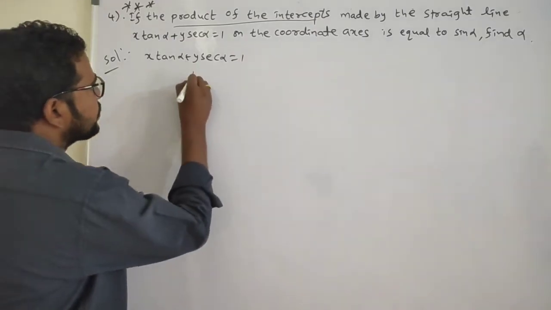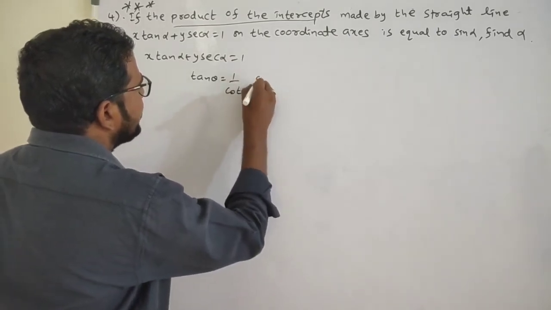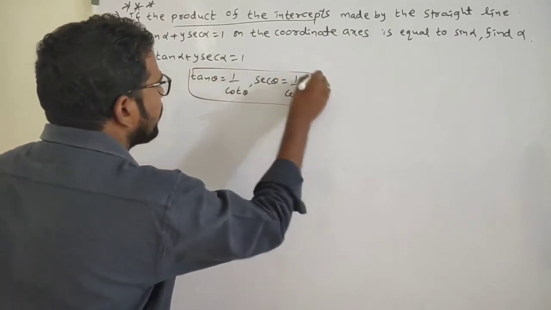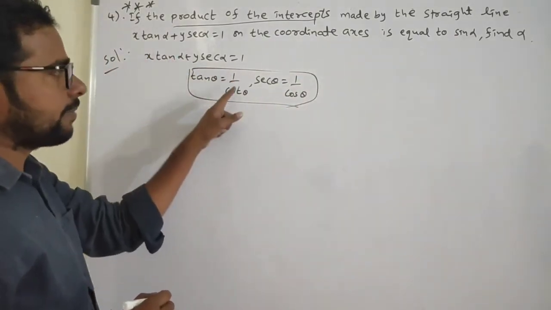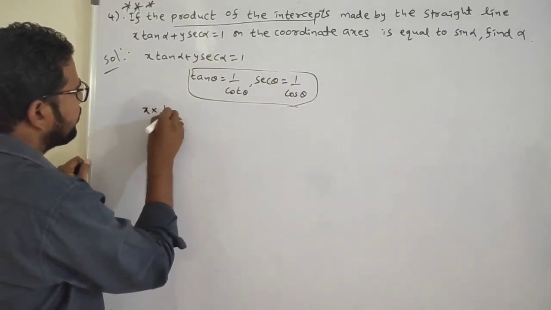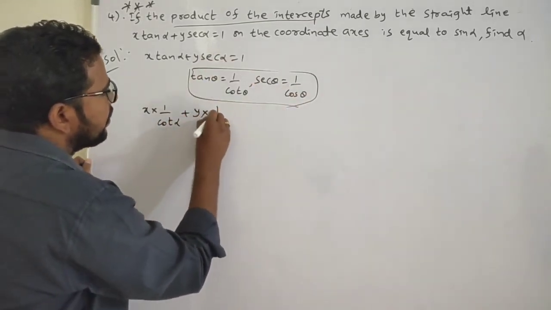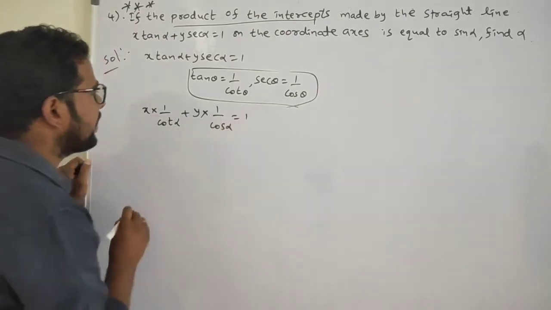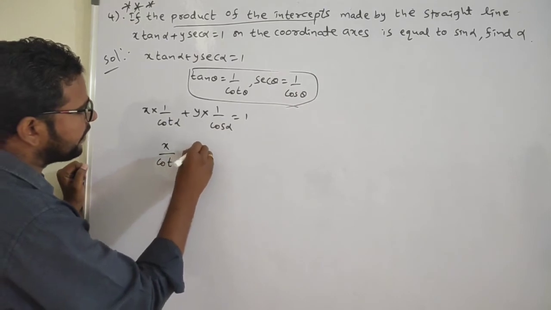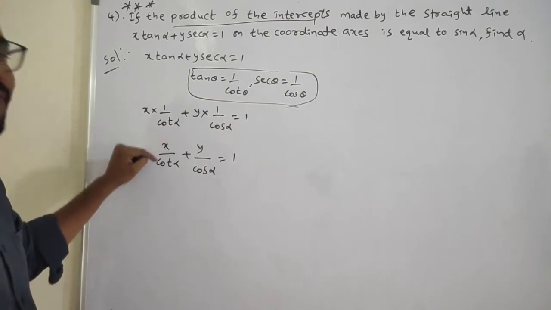We know tan theta is equals to 1 by cot theta, and sec theta is equals to 1 by cos theta. So take tan alpha is equals to 1 by cot alpha, sec alpha is equals to 1 by cos alpha. So x into 1 by cot alpha plus y into 1 by cos alpha is equals to 1. So x by cot alpha plus y by cos alpha is equals to 1. Now it is in the form of intercept form.